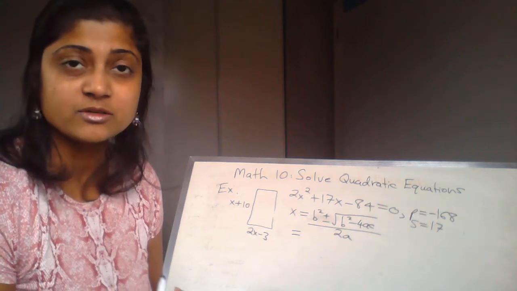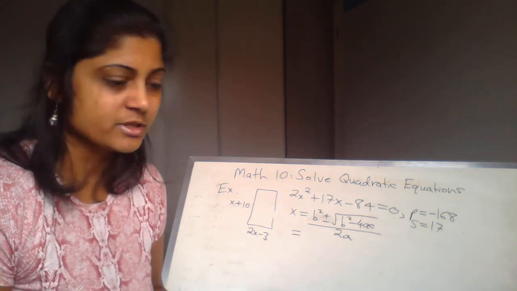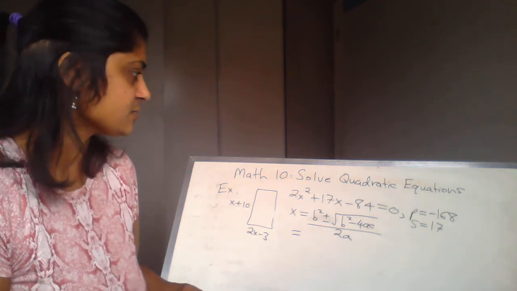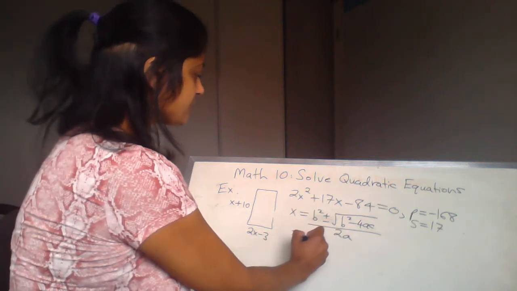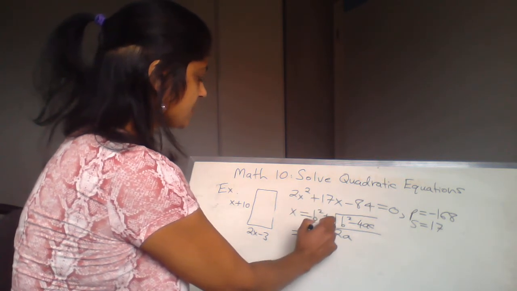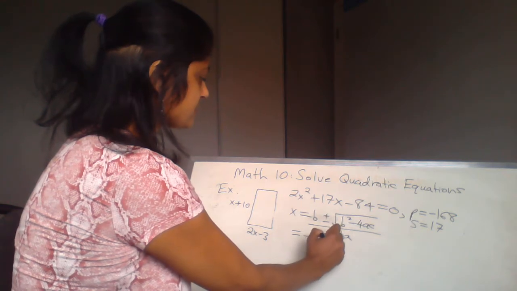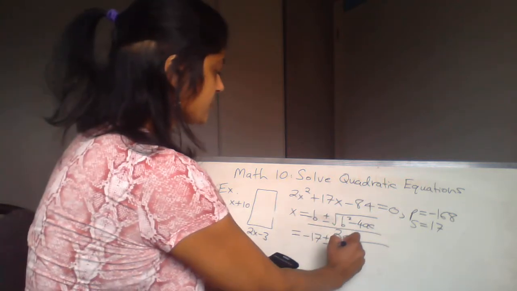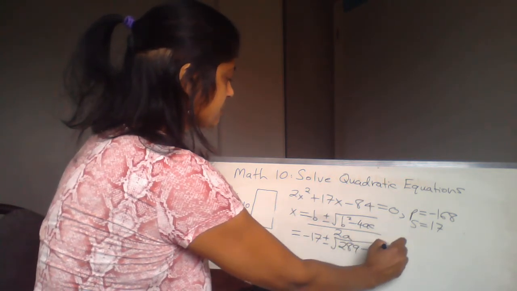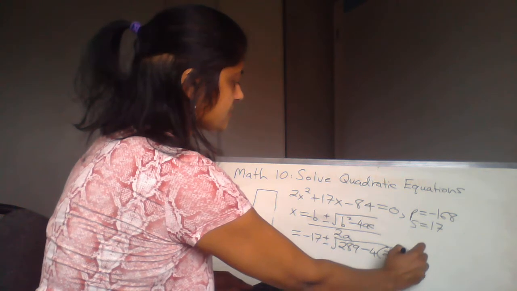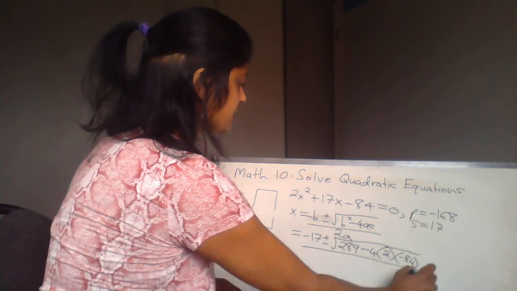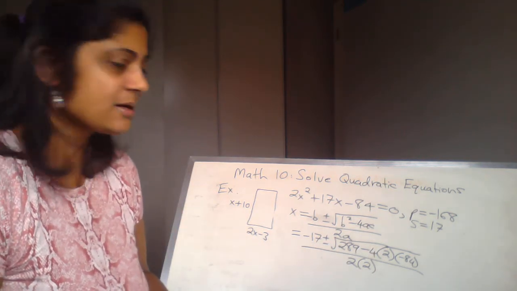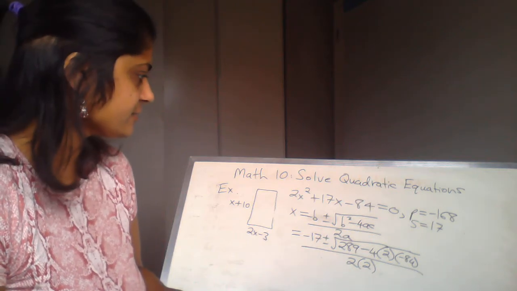The reason we're using the formula here is we don't want to waste time looking for factors, especially if the numbers are really big. So I wouldn't do that. The b value here is positive 17, so negative b is negative 17, plus or minus the square root of negative 17 squared, so 289, minus 4 times a times c. And the c value is negative 84. And the whole thing is over 2a. So I'm going to write the answer on the side here.